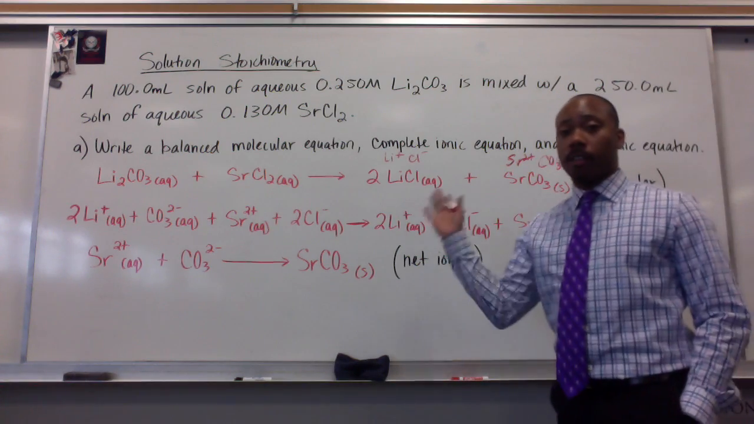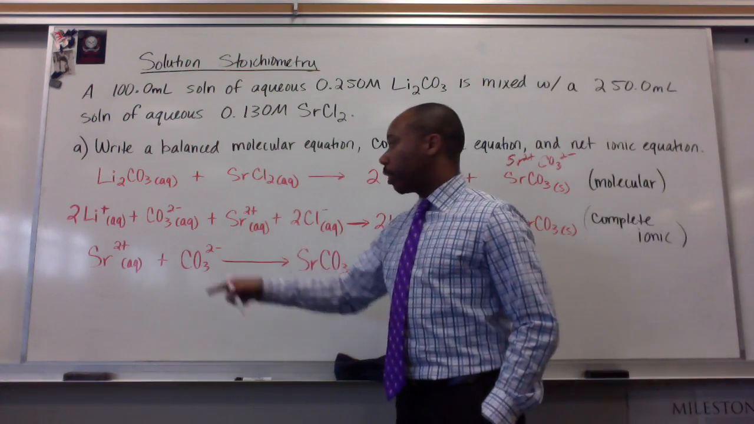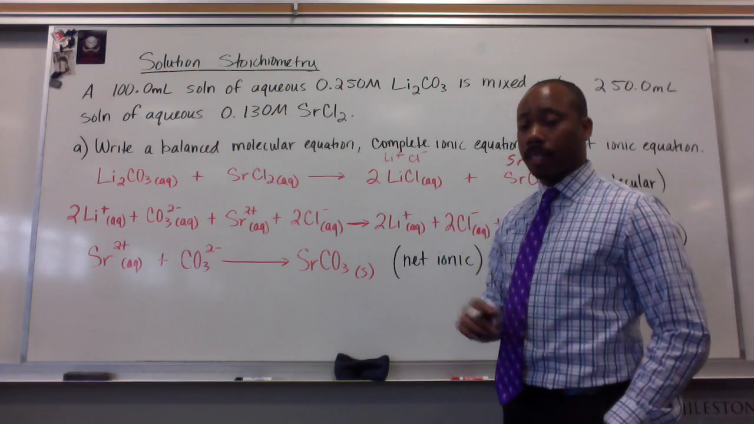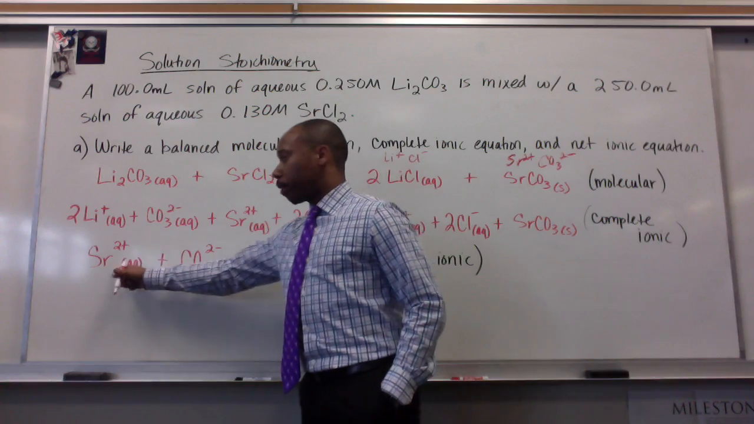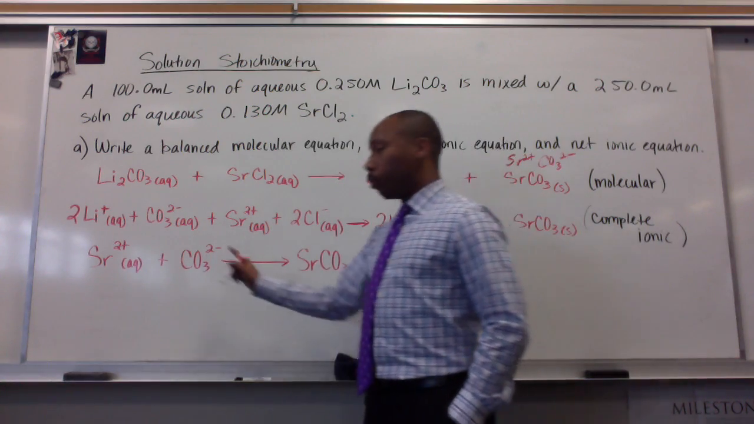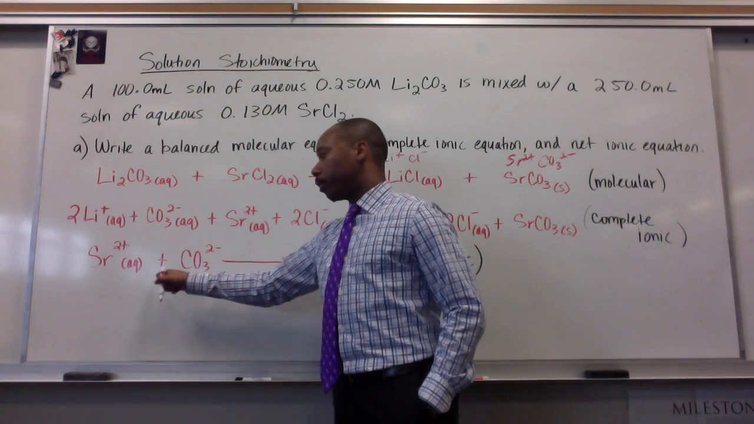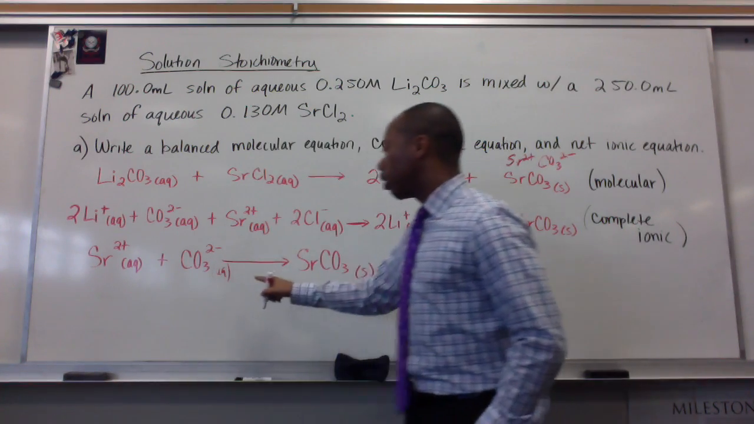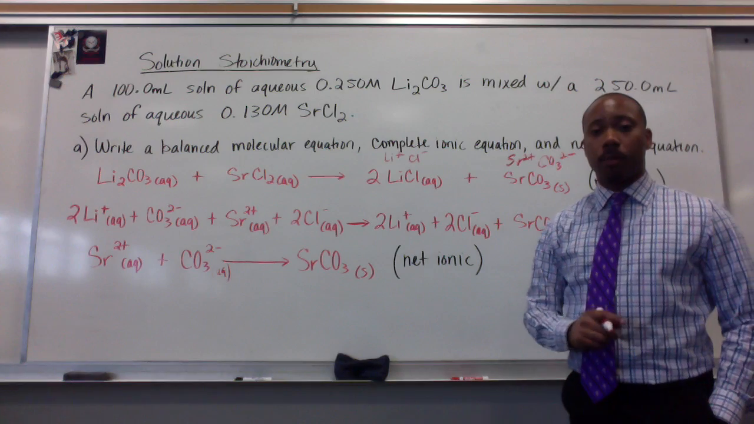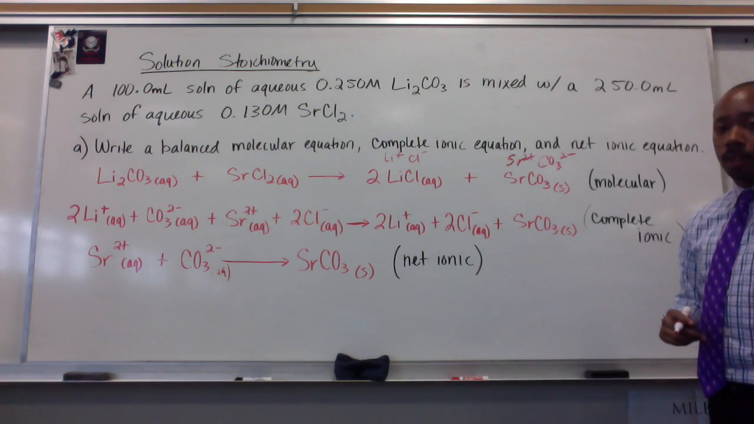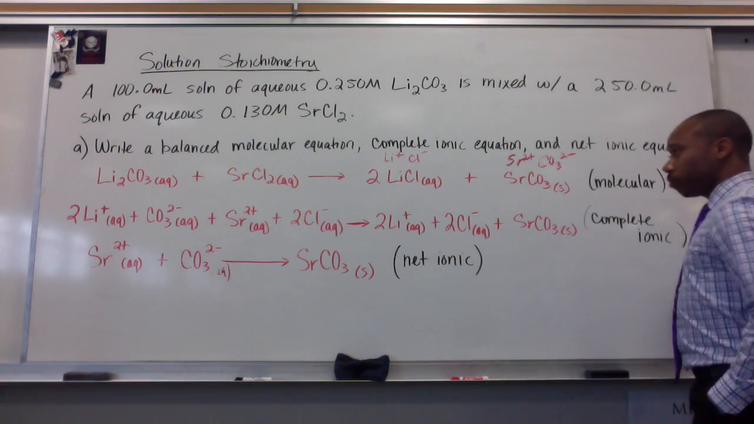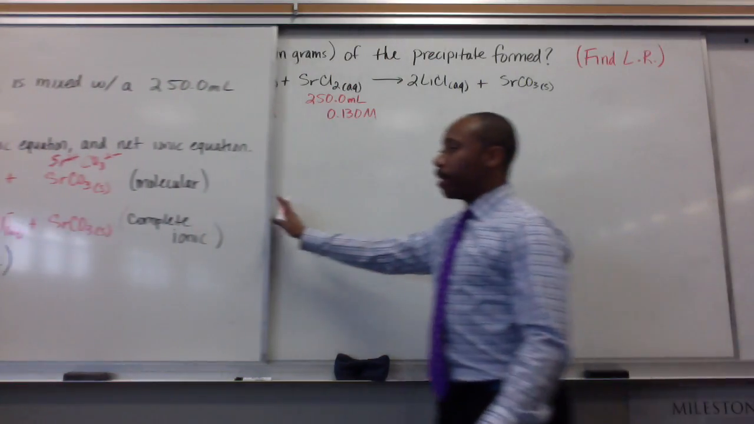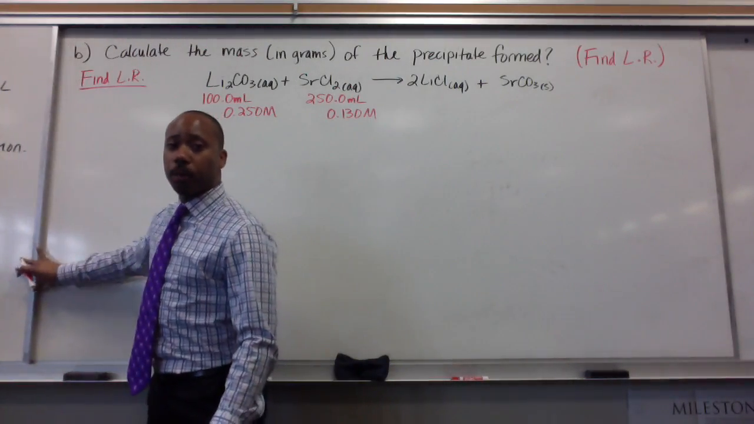And I get rid of my spectator ions, which in this case are lithium and chlorine, so Li plus and Cl minus. I take those out of my equation, and it leaves me with my net ionic equation, which is strontium 2 plus in aqueous solution reacting with carbonate in aqueous solution, creating solid strontium carbonate. That's my net ionic equation. That's letter A. Now let's take this, remember it. For letter B, we actually start the stoichiometry process.